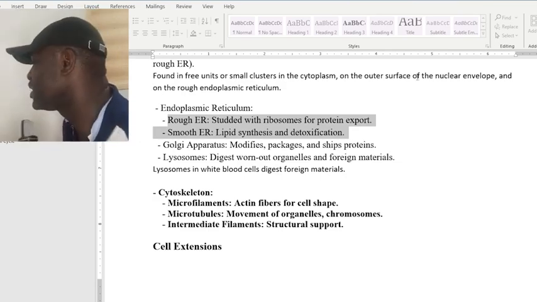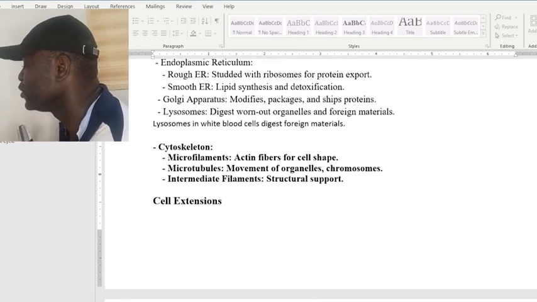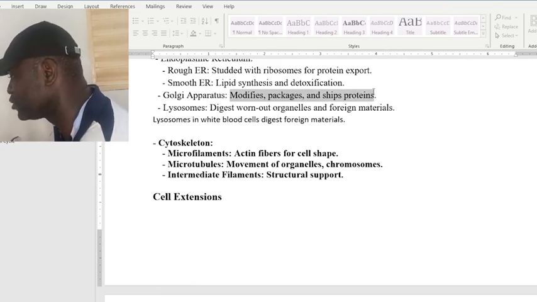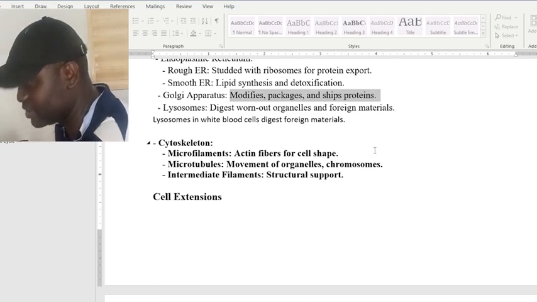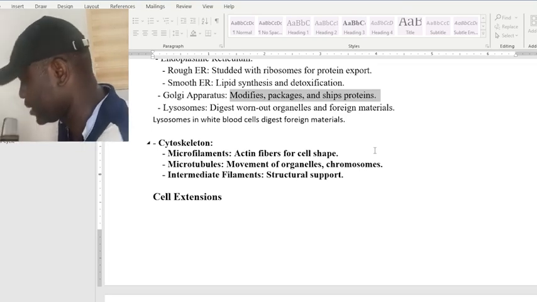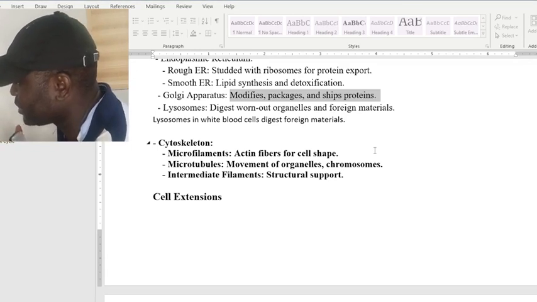So what does the Golgi apparatus do? When the ribosomes on the rough endoplasmic reticulum produce proteins which are to be exported out of the cell, the Golgi apparatus will now package them for shipment. So that is the role of the Golgi apparatus.